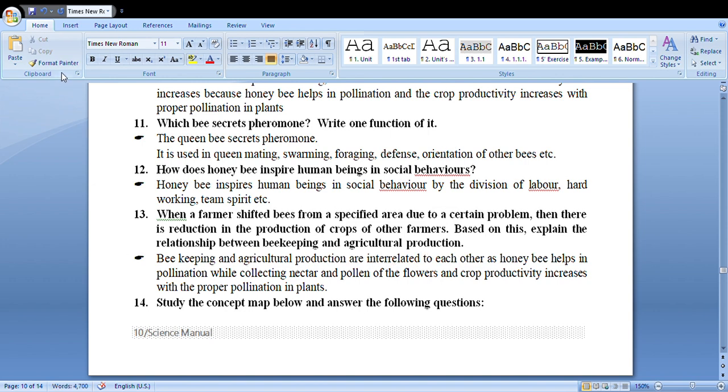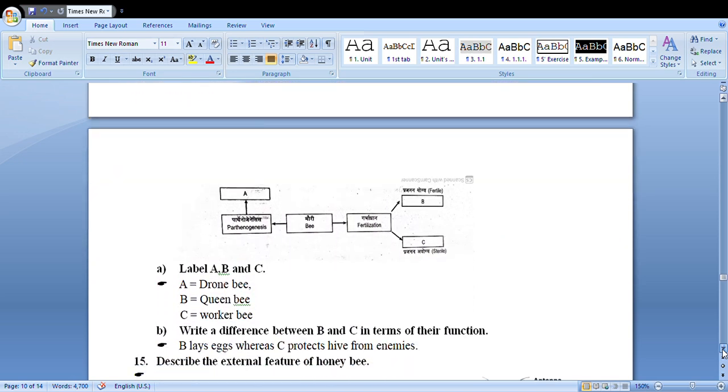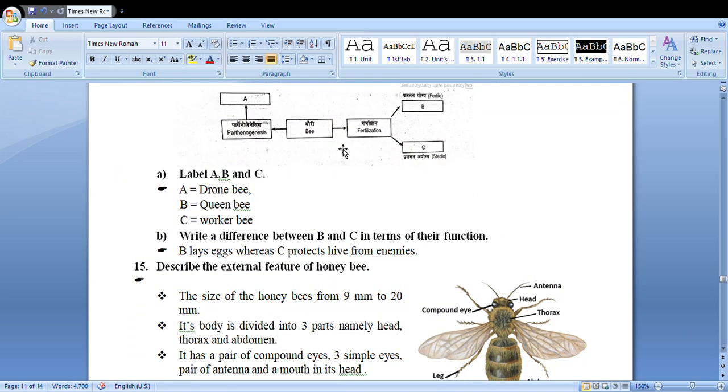Interrelated. Good. Study the concept map below and answer the following question. You can see here B, parthenogenesis goes in formation of A type B, and the fertilization forming B and C. B is sterile, whereas C is sterile, B is fertile.